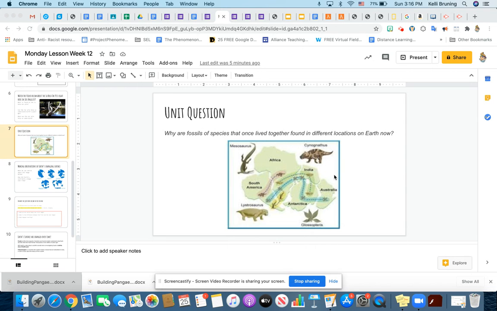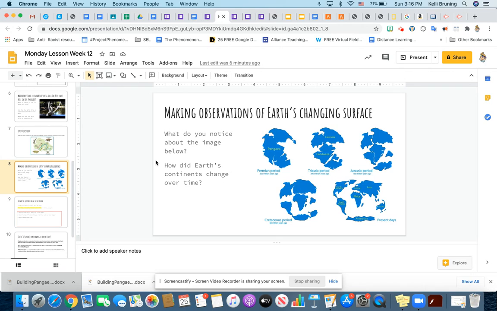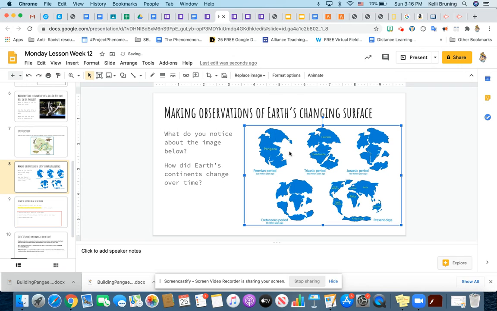So, we're going to take a look and investigate why fossils of animals that lived together in one place are now found thousands of miles apart, which is a pretty big mystery. So, as you look at the image below, I want you to take a look at how the Earth's surface has changed over time. Think about what you notice about the image to my right here. Notice what happens over time.